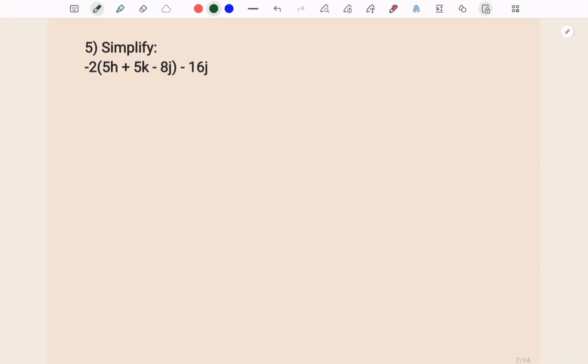In this question, we have a bracket, and outside the bracket, there is a minus sign. So we will learn how we can handle such situations. First, I will rewrite the question for you. Minus 2 multiplied by 5h plus 5k minus 8j minus 16j.